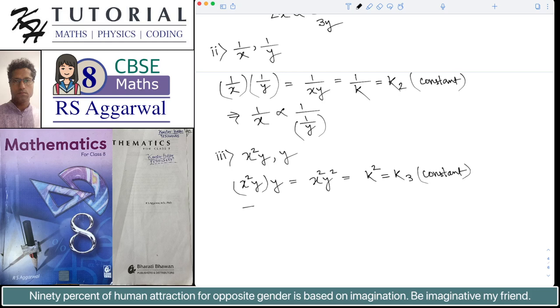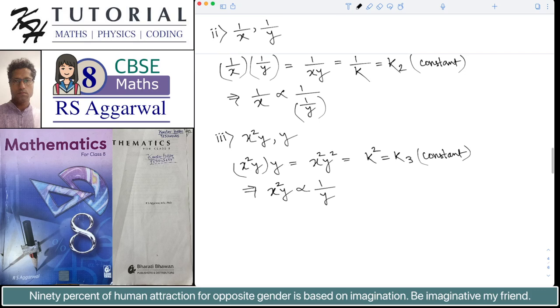So we can see that the product of the two quantities x square y and y is a constant. So we can say that they vary inversely with each other. So x square y varies inversely with y.